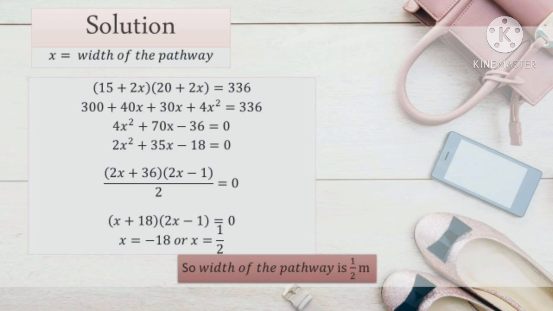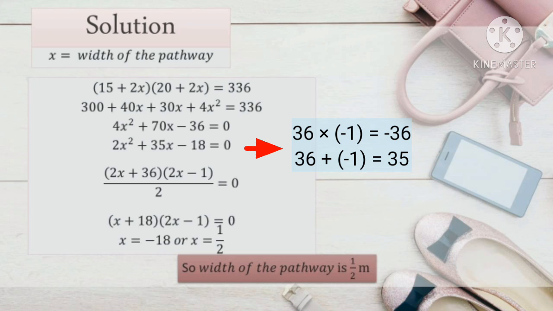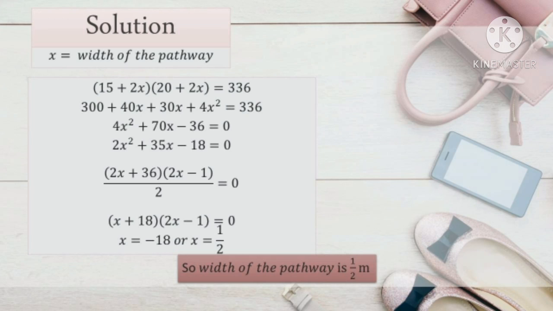I am also using the factoring quadratic method. We have to find two numbers. When we do multiplication, the result is minus 36. And when we do adding, the result is 35. And we get two numbers are 36 and minus 1. Because the coefficient of x squared is 2, we can divide by 2. Because the pathway cannot be negative, the width of the pathway is 1/2 meters.